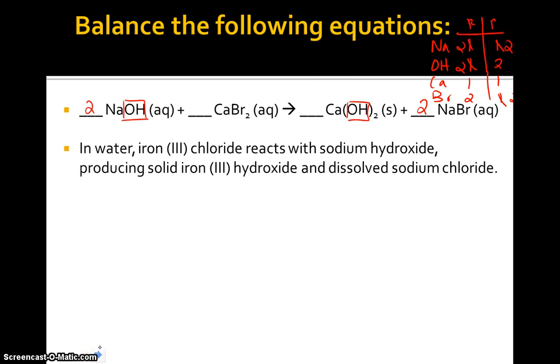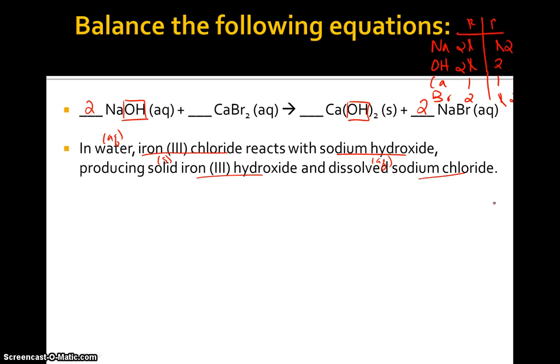If I give you a word equation, we'll need to actually write the equation first before we balance it. So I've got iron 3 chloride reacting with sodium hydroxide, making iron hydroxide and dissolved sodium chloride. So we've got a couple of word clues here. In water means that this reaction is going to be an aqueous state of matter. I'm producing solid iron hydroxide, so I know that's going to be a solid state of matter. And dissolved means that I am aqueous. So I've got my states of matter.